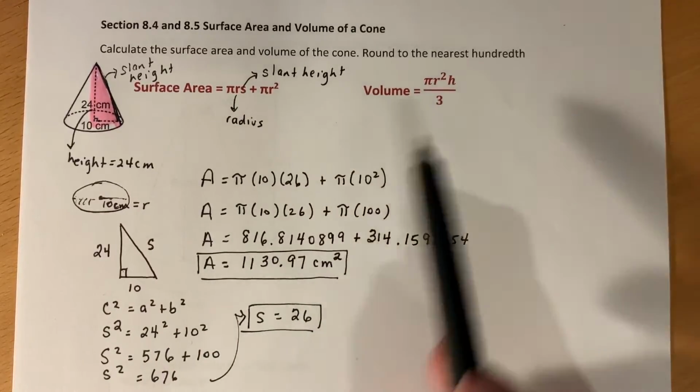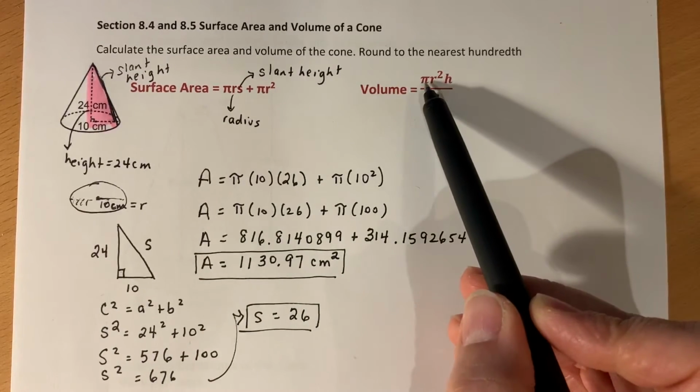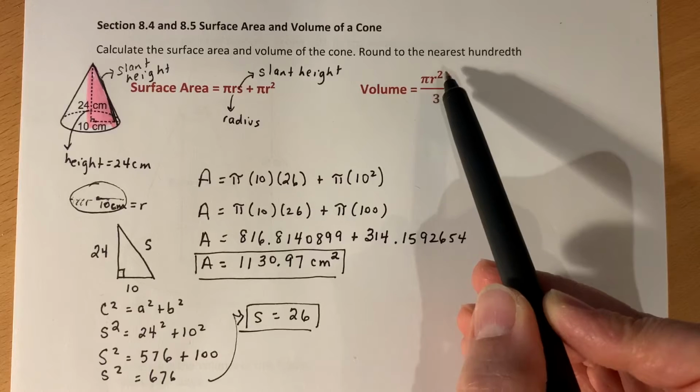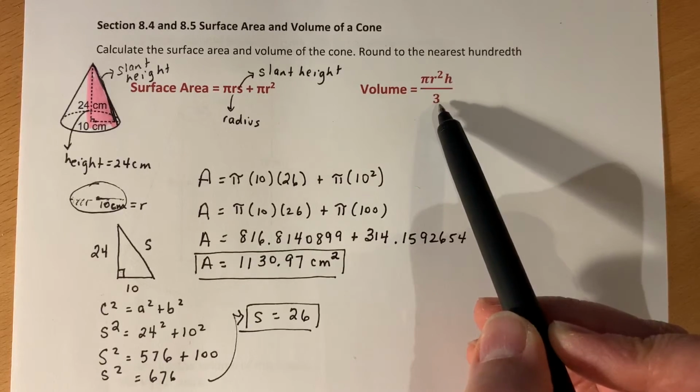Okay, now let's look at volume. Now volume, you're going to take pi, you're going to times it by your radius squared, multiply it by your height, and then divide it by 3.